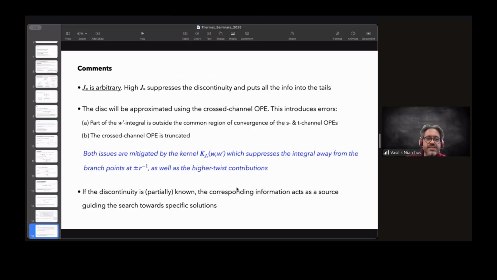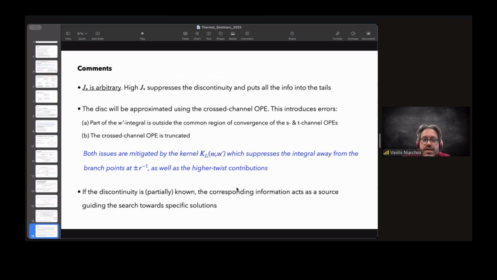Okay, so a few comments. J star, as you were asking me before, J star is arbitrary. High J star suppresses the discontinuity part and puts all the info into the tails. Now, if I do that, maybe I don't want to put anything in the discontinuity part, or I put everything on the tails. I have an infinite number of tails. It's not practical because I have an infinite number of tails to optimize over.